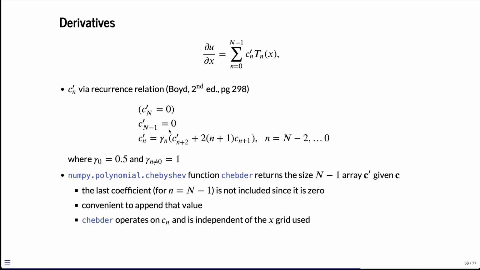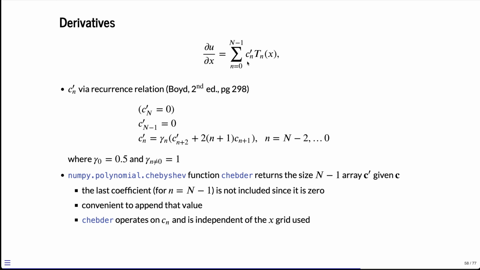And then the next one, n minus 2, and so forth down to 0, are given by this simple recurrence relation. So you can just plug these numbers in. Here gamma is just a constant that is different for different values of n, so gamma 0 is 1/2, and for other values it's 1.